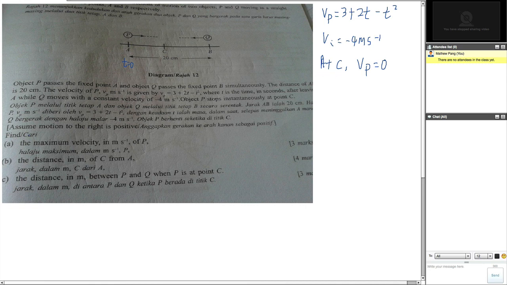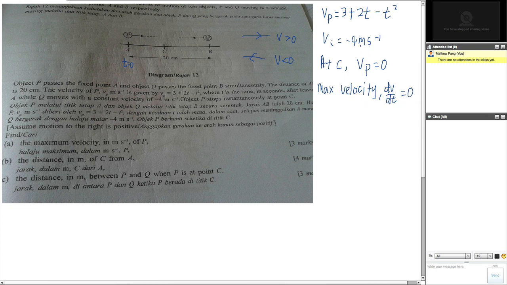Then assume the motion to the right is positive. That means if moving in this direction, to the right, velocity will be positive. When moving in this direction, to the left, velocity will be negative. This is some basic information. Then we start part A, which asks you to find the maximum velocity of P. When you see maximum velocity, it means you need to differentiate velocity and set it to 0. This is the meaning of maximum velocity.